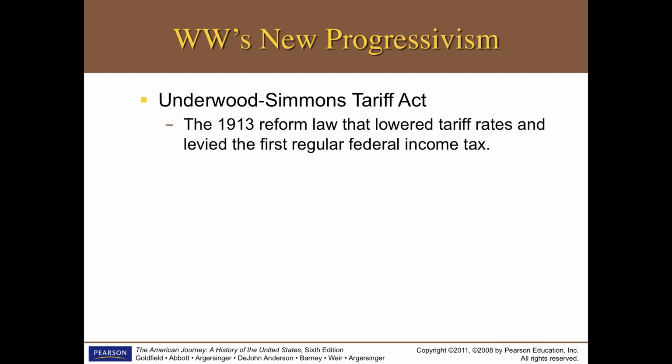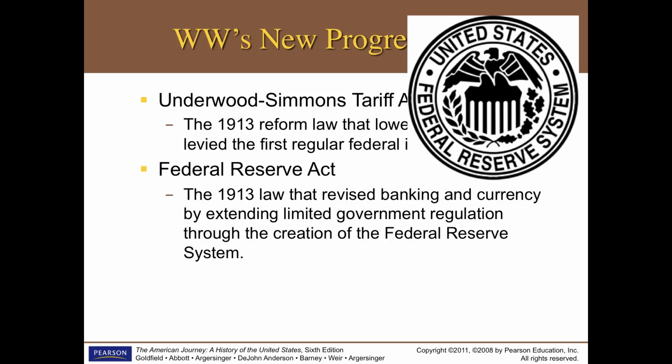He's also going to create the Underwood-Simmons Tariff Act, which is going to lower tariff rates. So this is going to be the first time that tariff rates are really lowered, which means protective tariffs are taxes on goods that are bought overseas, and so he's going to expand trade that way. He's also going to create the Federal Reserve Act, which is going to revise the banking system. It's going to allow the Federal Reserve Board, which is a private bank, not a federal bank, to be able to finance itself, and the dollars that we have today are going to be able to be funded through this Federal Reserve Act. So this is a banking currency act that extends the government's regulation of our currency.